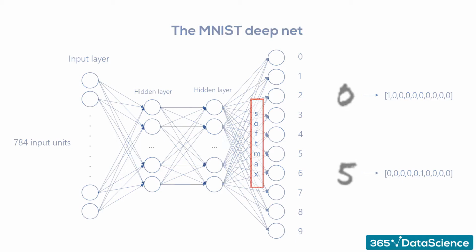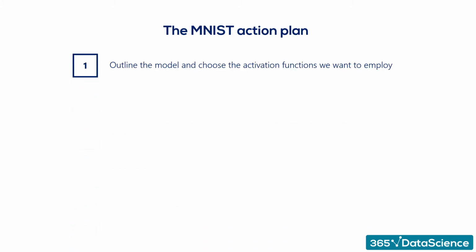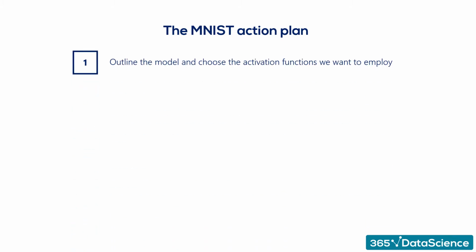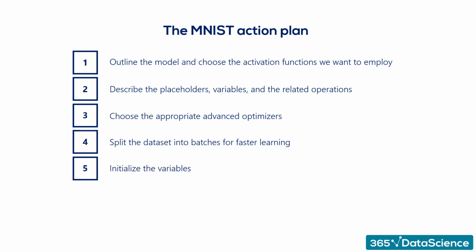So, let me walk you through the action plan. You will quickly notice our curriculum so far has covered everything you need. First, we must outline the model and choose the activation functions we want to employ. Second, we must use the proper TensorFlow syntax to describe our placeholders, variables, and the related operations. Third, we must choose the appropriate advanced optimizers. Fourth, we will divide the dataset into batches for faster learning. Fifth, we will initialize the variables and we will be ready to learn.